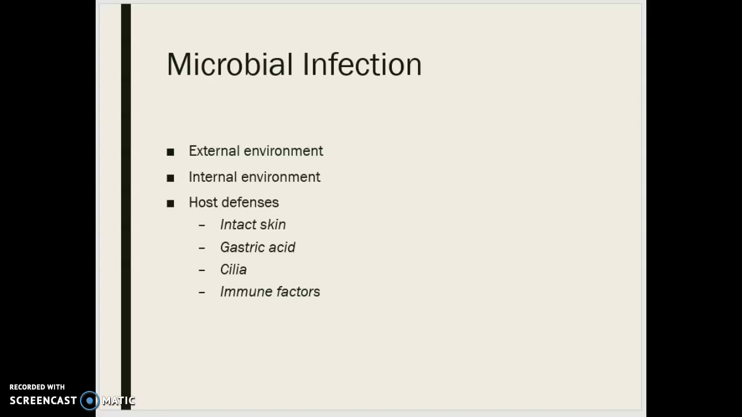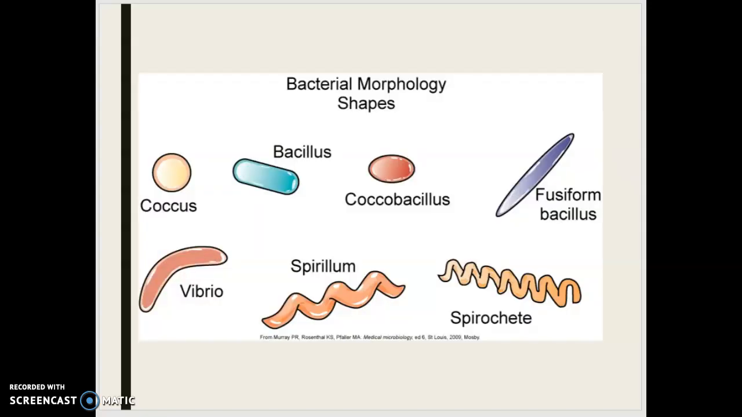So our first defenses are those things that are naturally present, like intact skin, our gastric acid, the cilia that line the respiratory tract, and our immune factors. We've been studying the immune system, as well as our white blood cells, those T cells, B cells, and the cell-mediated immunity, as well as our humoral. So when we look at the microbes and the bacterial morphology, this is important for understanding a little bit of how antibiotics work.